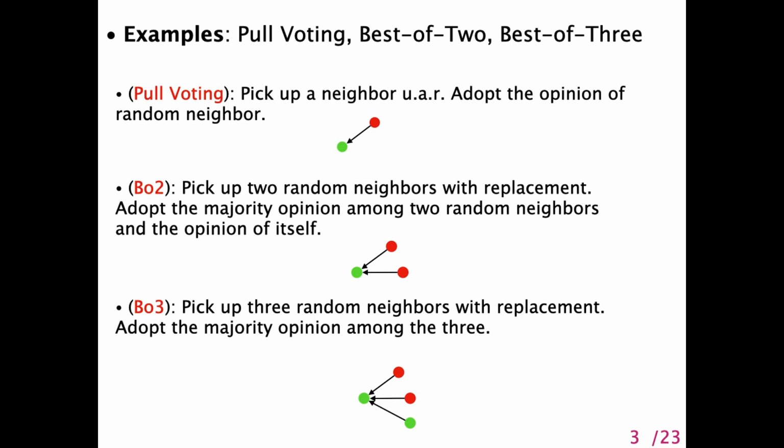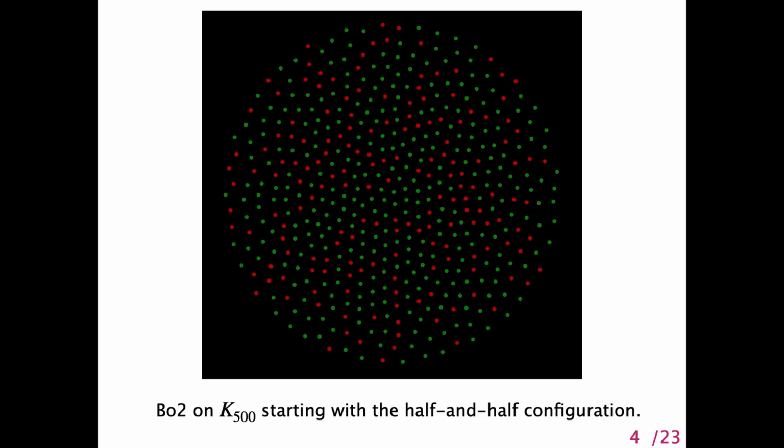in the next round. Note that if all vertices have the same opinion, these three voting processes do not change the configuration, and this configuration is called consensus. This simulation shows best of two over a complete graph. Our interest is the consensus time, that is, the number of rounds to reach consensus. From this video, you can observe that best of two reaches consensus quickly.